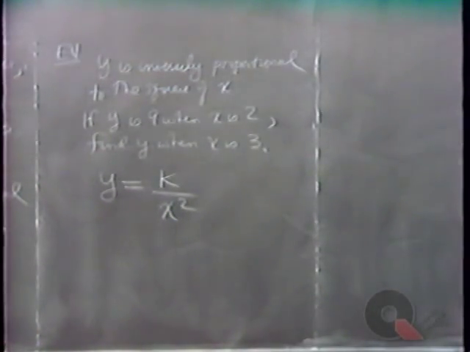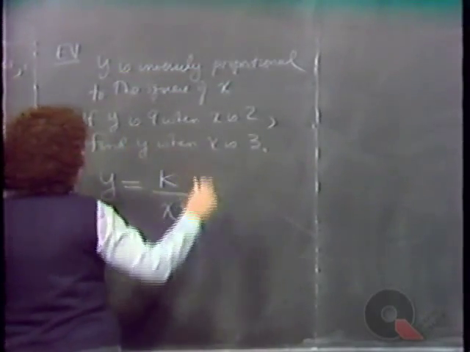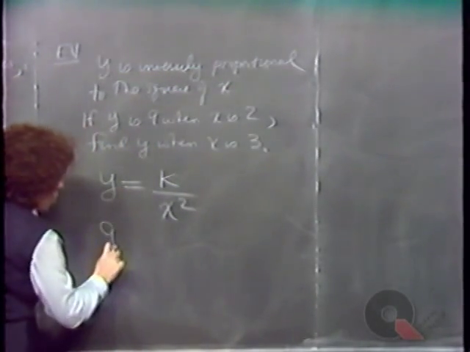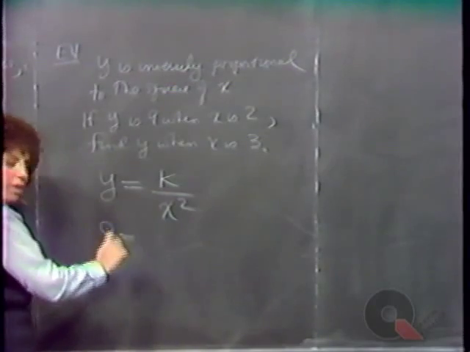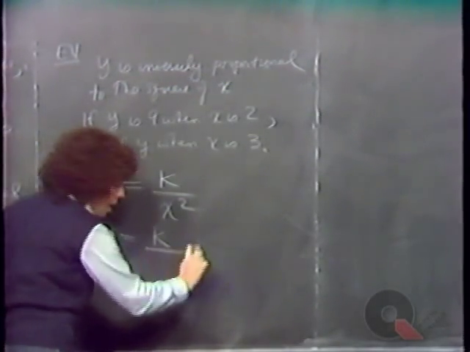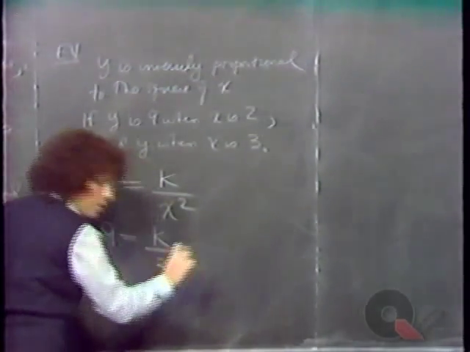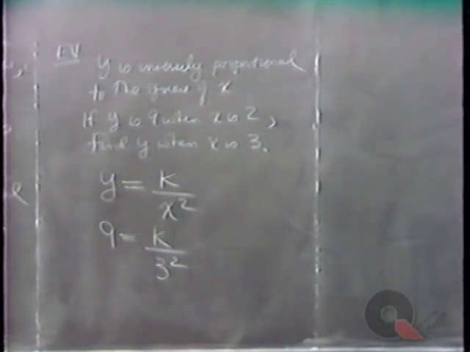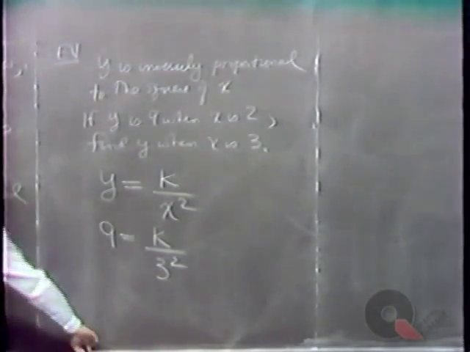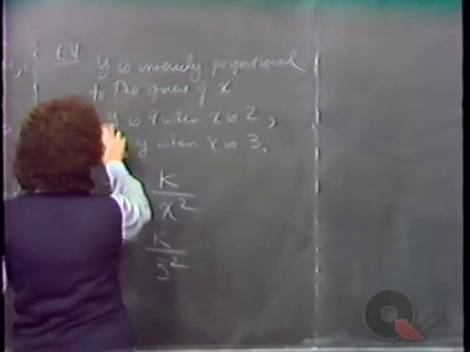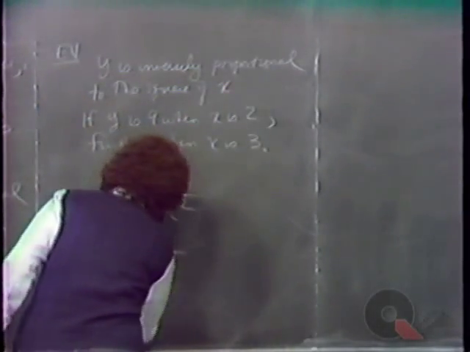Now we are told y is 9 when x is 3. So we let y be 9 and x is 3. Oh, excuse me, here, if y is 9 when x is 2.